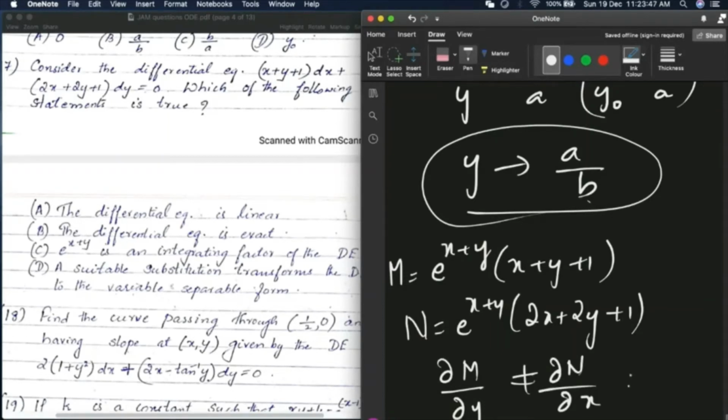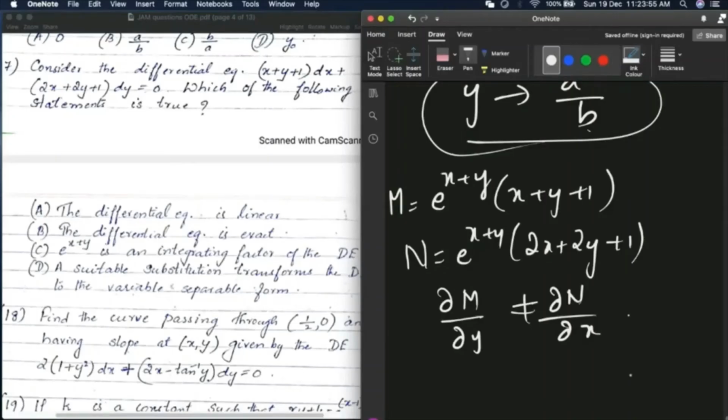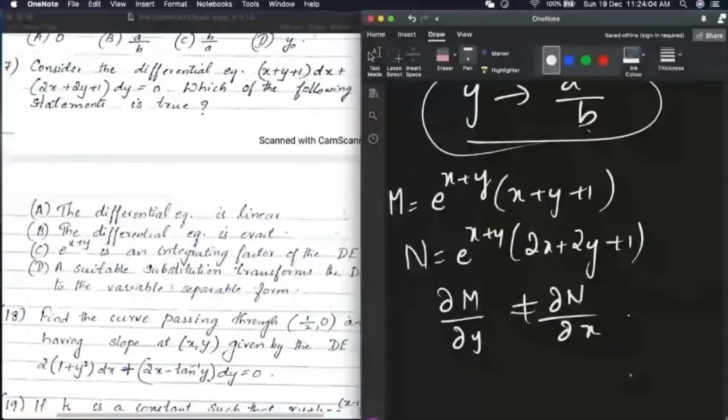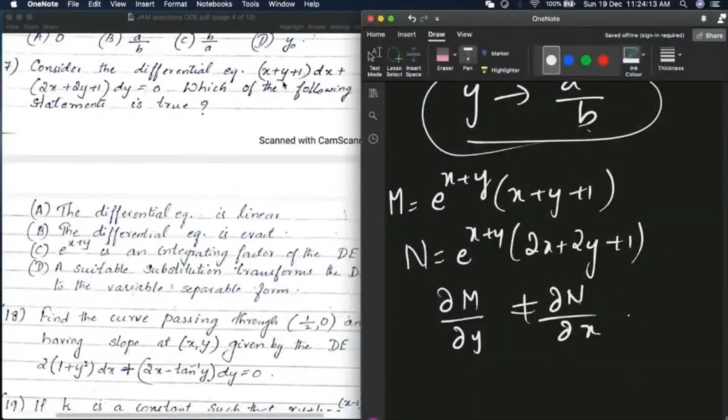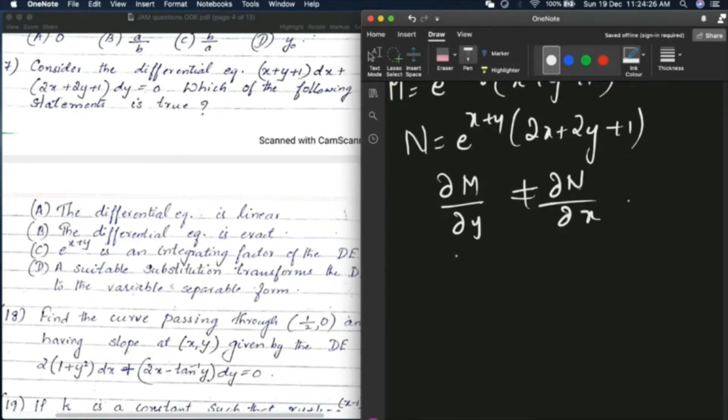A suitable substitution transforms the differential equation to a variable separable form. I think that we can try, because this x plus y is common here. So this becomes 2 into (x plus y). Suppose I substitute some other variable for that. See, this is my differential equation. I think 4 is correct. So x plus y plus 1, it has to be, because first 3 is anyway ruled out. So 4 has to be correct.